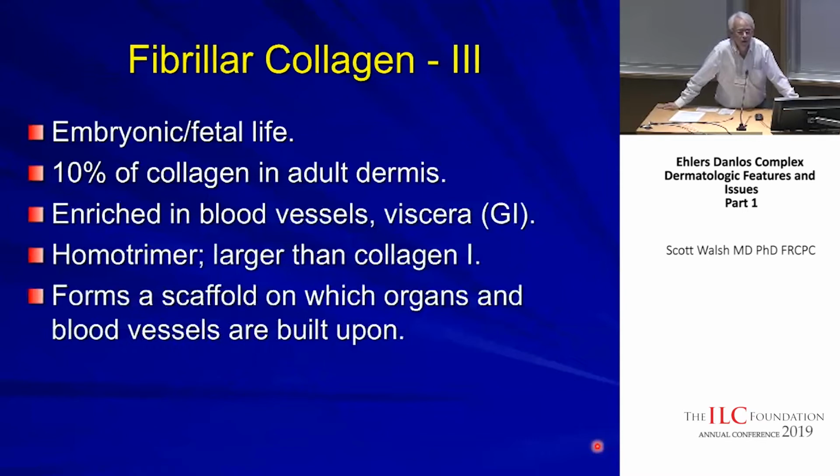That fetal collagen that is within the collagen fiber is the important one when we're first developing in life. It ends up being 10% of the adult dermis, but it's 90% of the fetal dermis. It's enriched in blood vessels. It forms the scaffold where all of our organs will form on eventually. It's a little bit larger than the standard collagen in the skin, and all of our organs are built on a base of collagen 3.